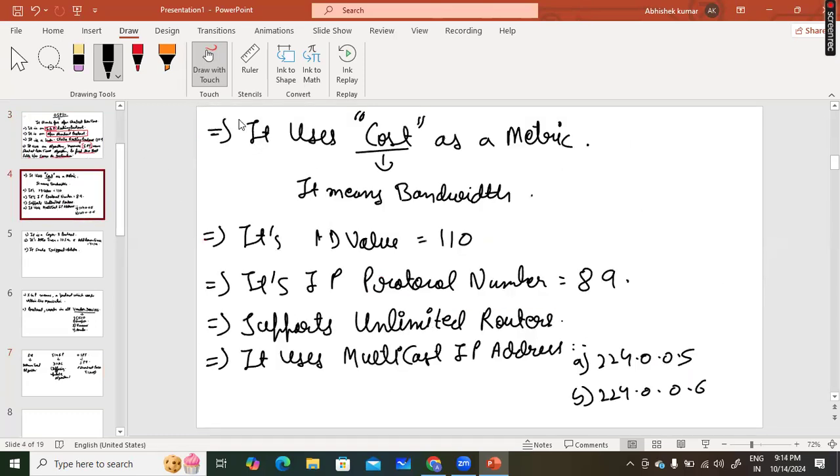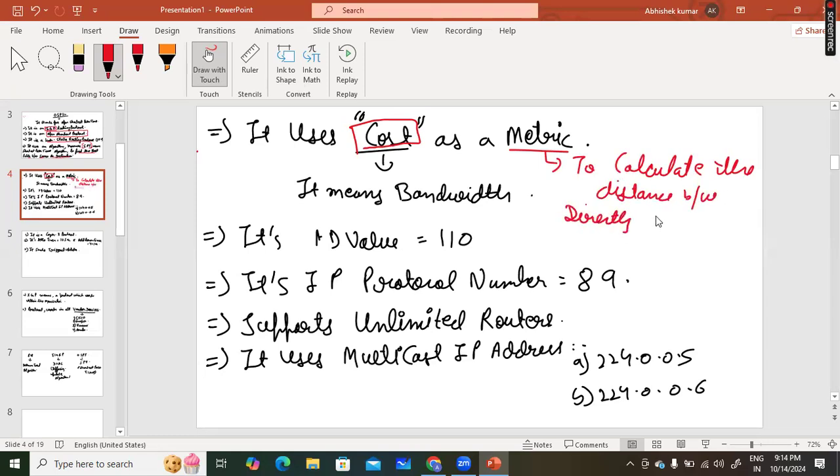So the fourth point says it uses cost as a metric. What is the meaning of metric? Tell me. To calculate the distance. Exactly. To calculate the distance between directly connected networks. Okay. Clear? Okay, now.